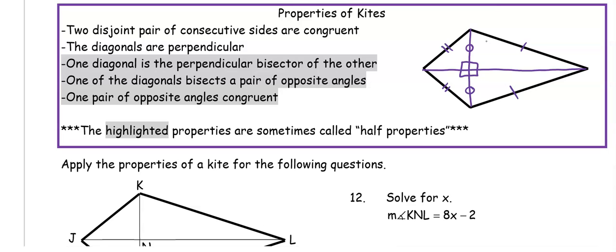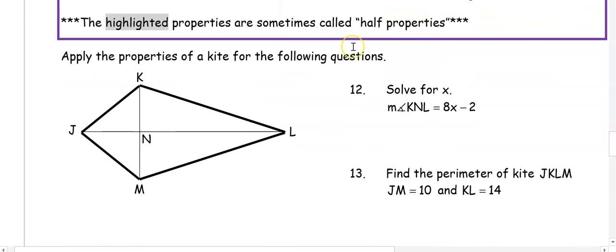One diagonal bisects a pair of opposite angles. So the angles that are shared or included by the congruent sides, those angles are going to be bisected. And then the opposite angles, the other two, are going to be congruent to each other, but they are not going to be bisected. So let's use the kite to find these properties.